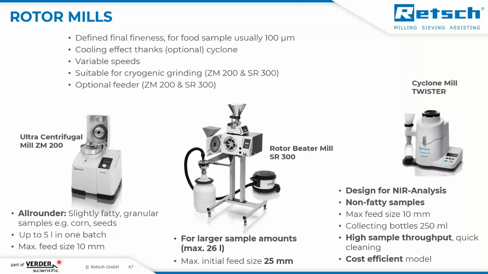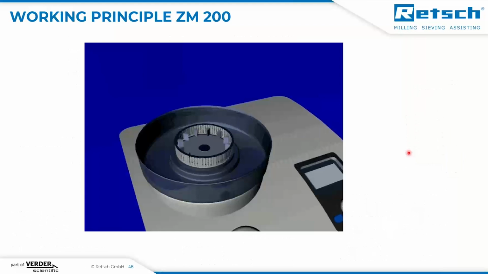Maximum feed size is 10 millimeters, and it is designed for keeping these 250 milliliter collecting bottles, which are clamped very quickly. So you can come to a high sample throughput by just exchanging the sample bottles quickly and grinding one sample after another, and it's a very cost-efficient model.